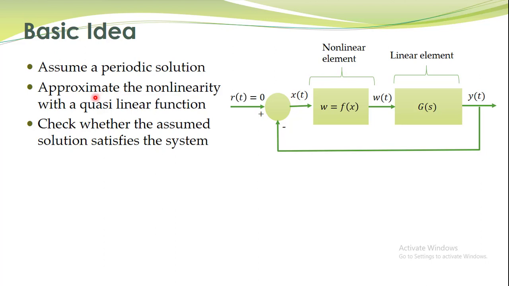So what is meaning of this second step? We approximate this nonlinearity by something which is similar to a linear function. We call it quasi-linear function. It will not be exactly a linear function. It will be something similar to a linear function. So in the second step, we approximate this nonlinearity by a quasi linear function. And then as a third step, check whether this assumed solution is the actual solution to the system or not.